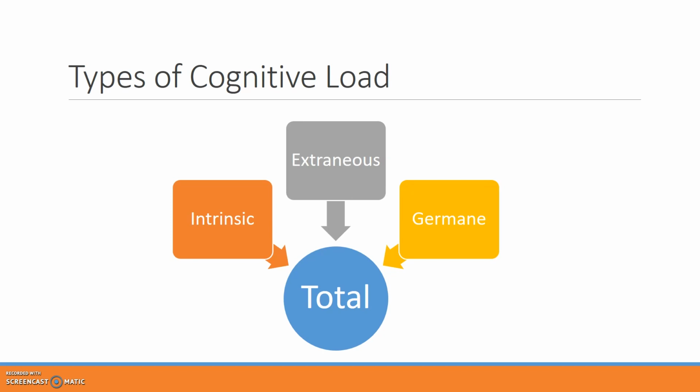Germane cognitive load are the resources actually allocated by the learner to processing essential elements of instruction, or, in other words, to dealing with intrinsic cognitive load. The level of actually allocated resources, most importantly, germane cognitive load, usually depends on learner motivation and engagement with the learning task.